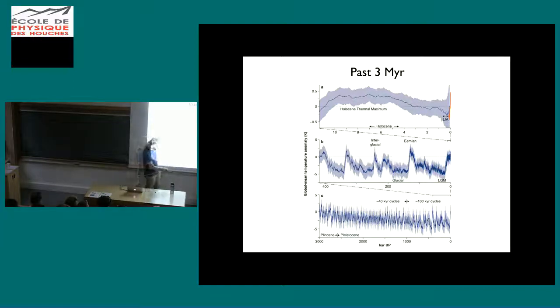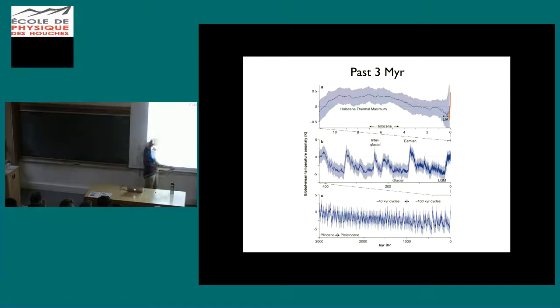And then you zoom out even further. Now we are going to the last 3 million years. And what are these 100,000 year cycles here? You see they're here. It's much compressed. And they're 100,000 year cycles going back a good million years. We see them in the sediment record. This comes from sediment records. So you go further back.